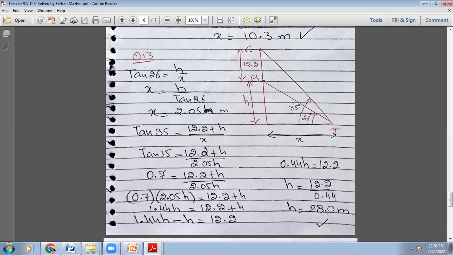And 12.2 plus h. Bring this h to this side. So it will be 1.44 h minus h equals 12.2. So 1.44 minus 1 will be 0.44 h equals 12.2. So h will be 12.2 divided by 0.44. So h will be 28.0 meters. So this is how you will do this question.